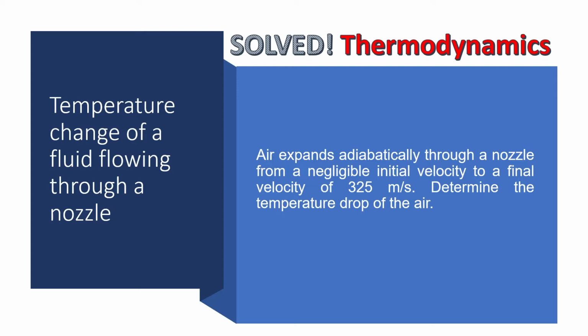Before we proceed with the solution, one thing to note here is that the outlet velocity is actually very fast. 325 meters per second is very close to the speed of sound in air at 25 degrees Celsius, which is around 346 meters per second. That means that the outlet of the nozzle is nearing sonic flow, but for now it is still in the subsonic flow region. Let's go ahead and solve that problem.